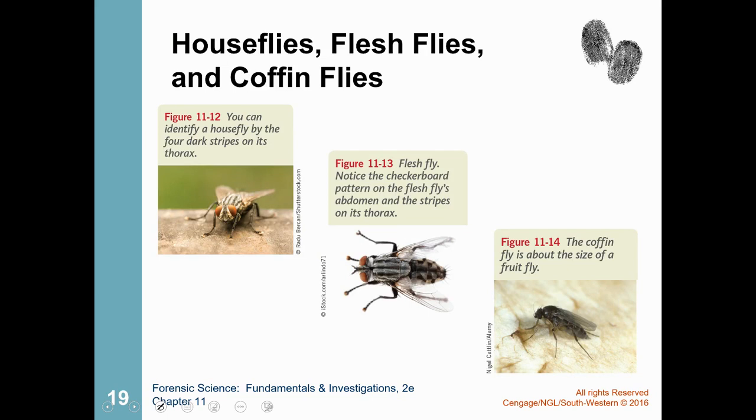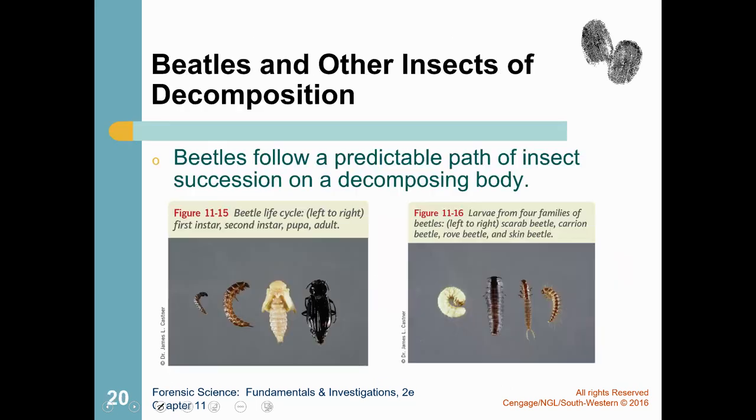So here we have the common housefly, right? We can identify that by its dark stripes. We have a flesh fly and we have a coffin fly. So right, not all flies are equal. There's much variety among the fly kingdom, and an entomologist is going to use those to help identify location and time of death. Now there are other insects that come in and help with the decomposition of a human body or animal body back down to its parts.